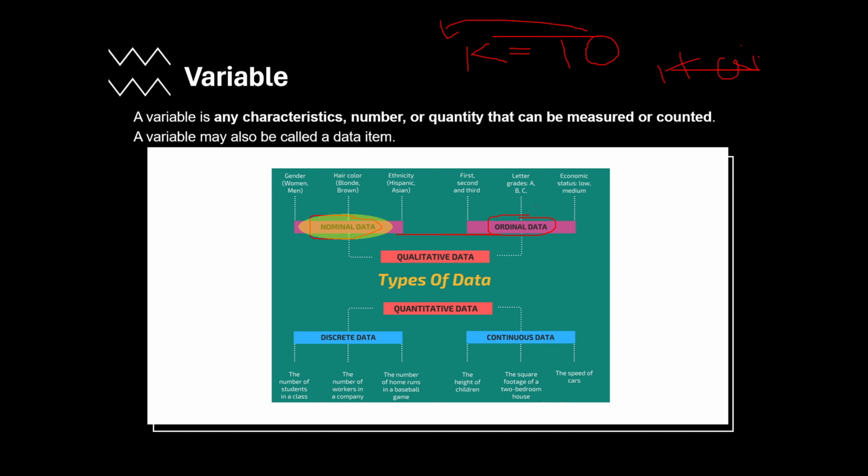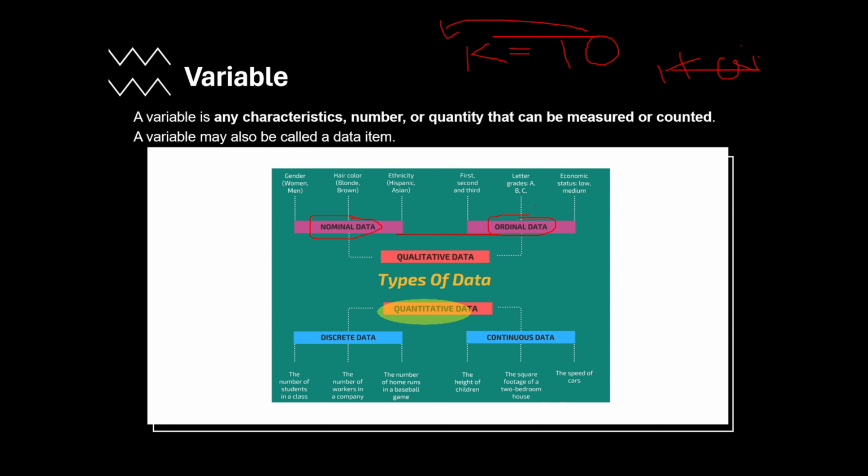When we talk about nominal data, that means gender, women, men, for example, hair color, blonde, brown, ethnicity, for example, Asian, Chinese. Ordinal data means first class, second, third, letter grades A, B, C, economic statuses like, for example, low, medium. Anything in the economic curve, you can put into this ordinal data.